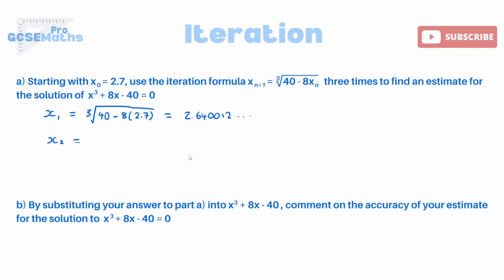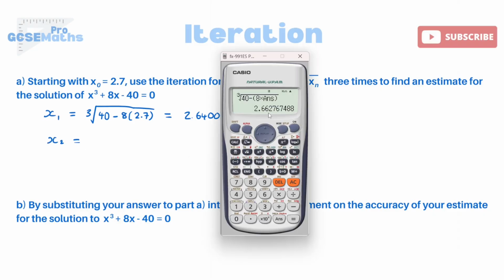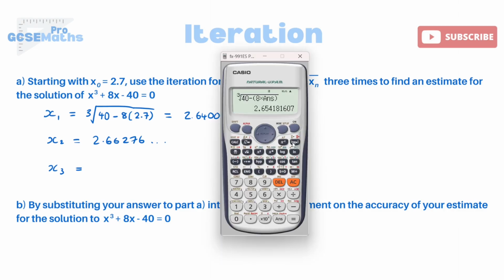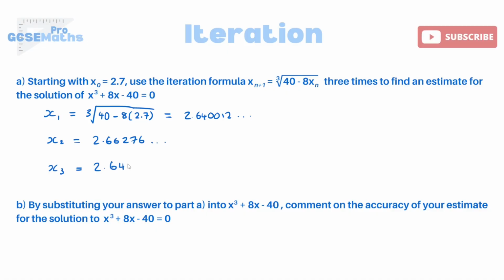For x2, we then just press equals again, 2.66276, and finally x3, which we will use as our final answer because they've only asked for 1, 2.64181. So my final answer will be the 2.64181.